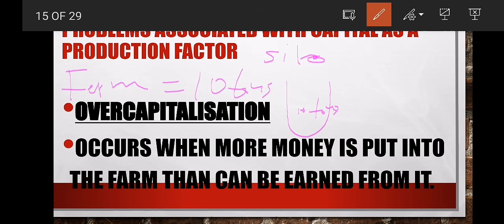So we say if you want to build a silo for this production, it must be able to cater for 10 tons. But you as a farmer, you decide to build a 25-ton silo. So what we have done here, you have invested more, you have used more money to build a silo, which is more than what your business can earn or what your business can produce. That's why we say you have invested more than what you need.